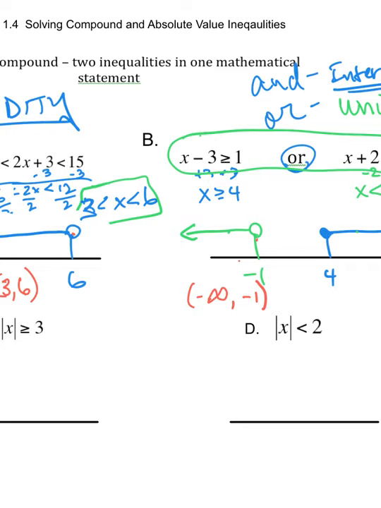The one in blue, ladies and gentlemen, goes from 4 to infinity. 4 gets a bracket because it's included. Infinity does not. And then we put this little U here, which means union, or it means or. This is how you write interval notation.